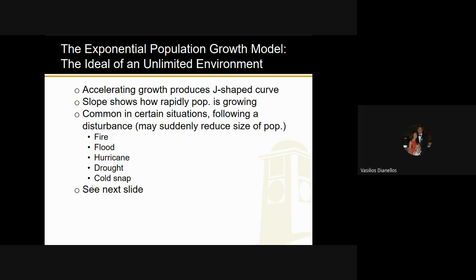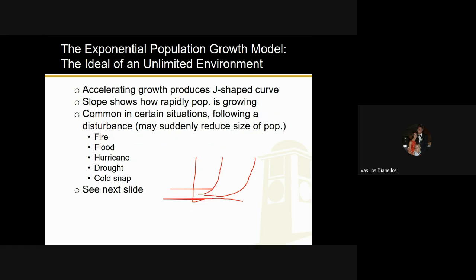Anyway, if we're thinking about this population growth model, I'm going to show you the graph later, but try to picture right now what the graph might look like. It's an accelerating growth that produces a J-shaped curve. And again, I'll show you an actual picture, but try to picture there's your y-axis and your x-axis, and your line is just going up. That's what I mean by J-shaped, right? The slope shows how rapidly the population is growing. So if I were to do two different species here, and this is a different species, you could see that the one on the left is growing more rapidly than the one on the right, right? Because you could look at the slope. The steeper the slope, the quicker it's growing.